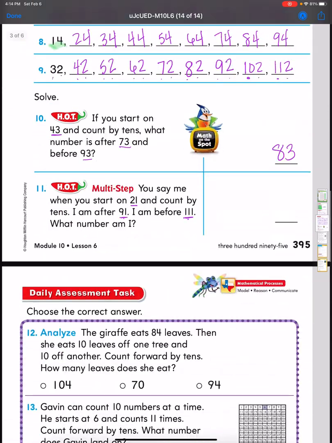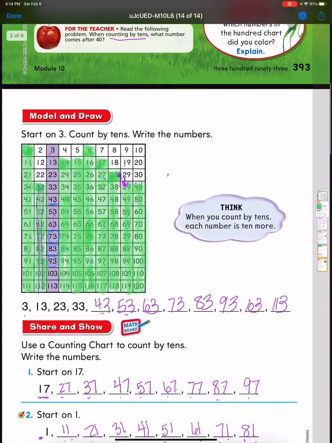So I'm going to look. Remember, we're starting on 21. So where's 21? Here's 21. I'm counting by 10, so I'm going to go down my chart. So I have 31, 41, 51, 61, 71, 81, 91. There's one number. 101, 111. There's my other number. So the number that is our little riddle is 101. It is between 91 and 111.